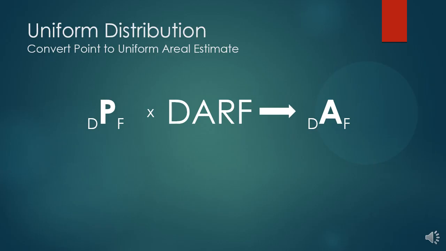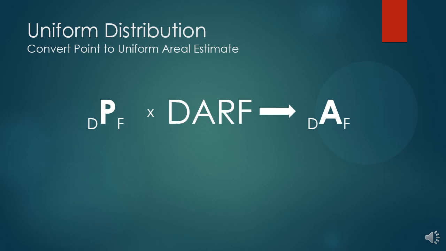But now I've created a problem. I have a point estimate of a given duration and a frequency, but now I'm applying it as an average over an area. Are those two numbers the same? The short answer is no, they're not. The areal estimate on an average is always less than the point peak.